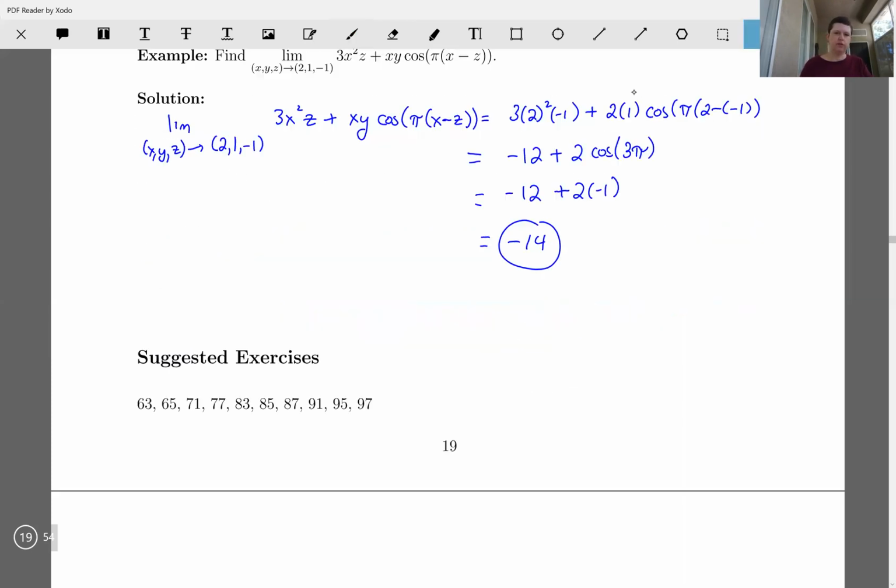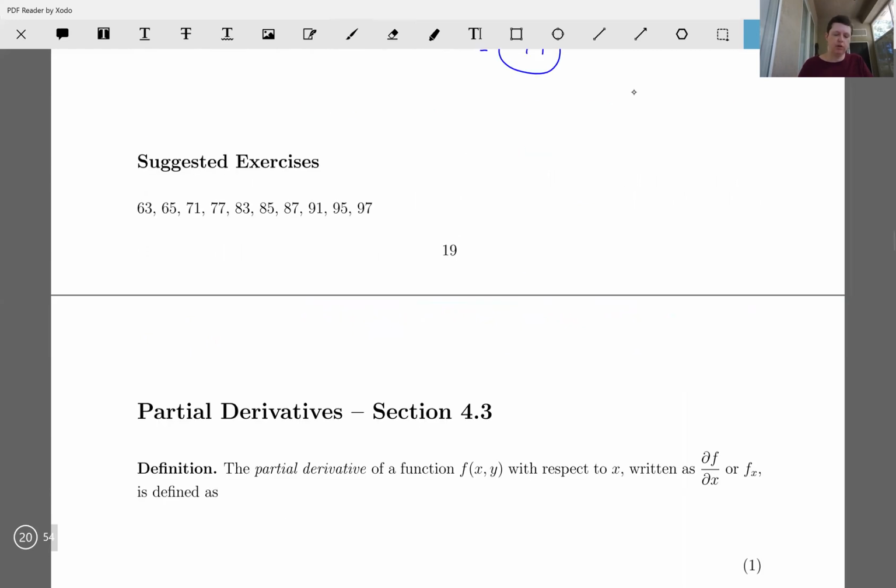Suggested exercises are there. And next time we are going to be talking about partial derivatives, so we're going to be differentiating now. All right, that's a good place to stop, so I shall.